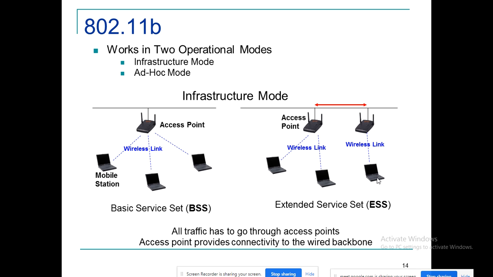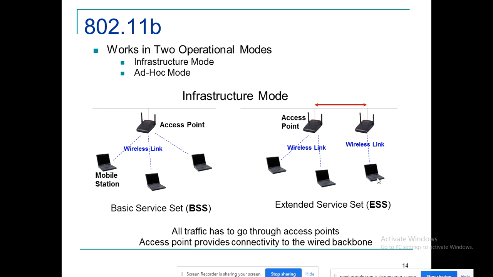So how will 802.11b work? Based on infrastructure or based on other. But the common thing is you must have a service access point, right? From there I am getting the internet. It's a very simple example. A Wi-Fi access point is nothing but our service access point, from where I am getting my internet, and from where I am getting my communication between other systems.